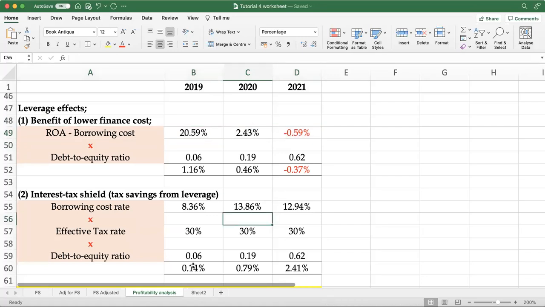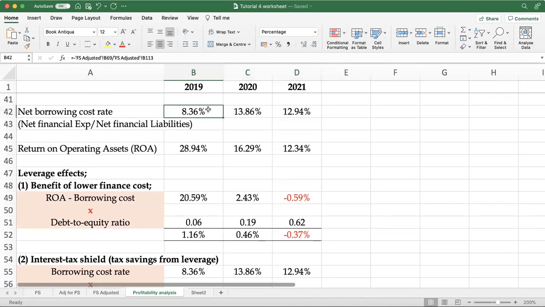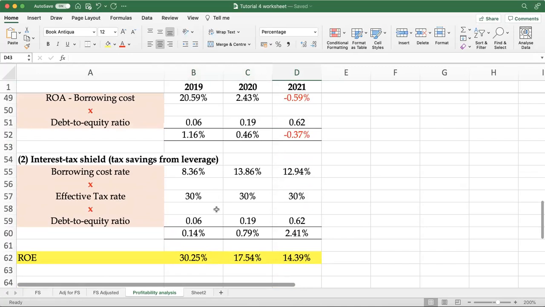But tax savings on leverage has been increasing, because gradually over time, finance cost has been increasing. You see, the borrowing rate has been increasing over time. Therefore, the company has higher tax savings from leverage.